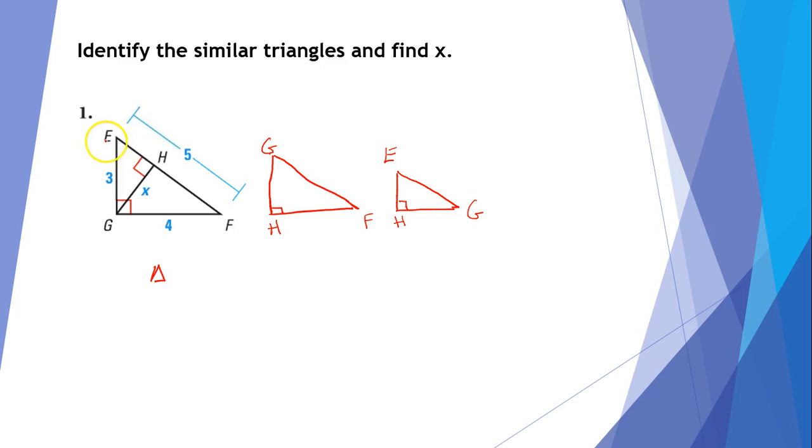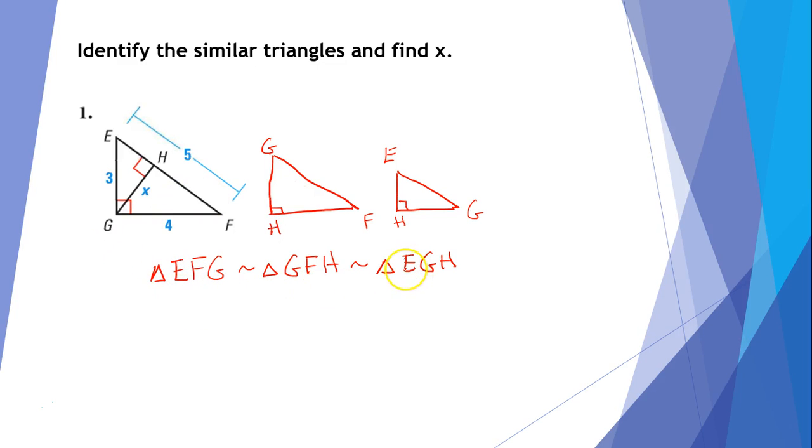So this one's going to start with E, this one's going to start with G, and then the next one's going to start with E. Okay, then I'm going to go around it. E, F, G, and that's similar to triangle G, F, H, and then they're all three similar to E, G, H. So there is identifying the similar triangles.